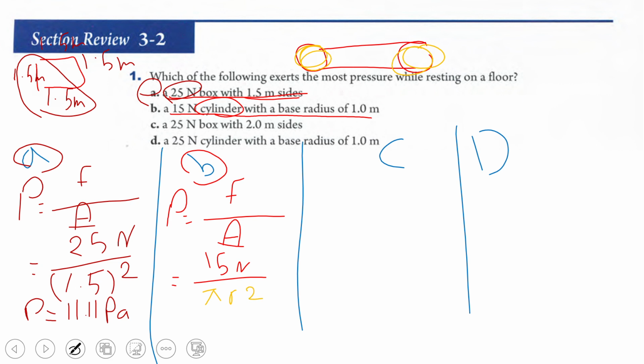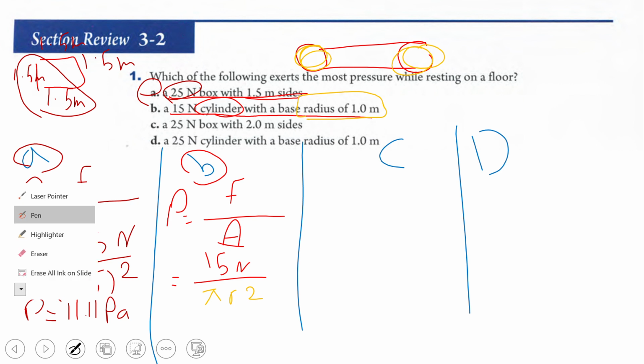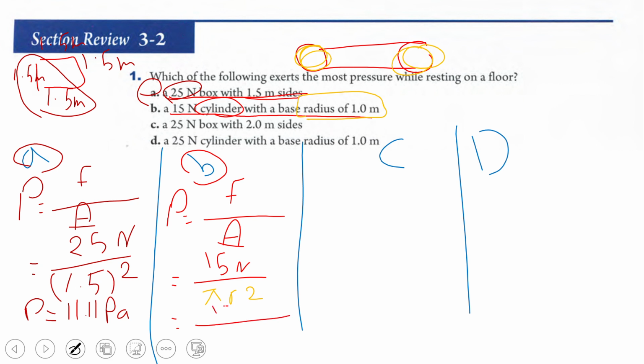Even if you don't know, in here we have a radius. Look. So immediately think about pi r squared. Okay. Write down 15 Newton. The value of pi is 3.14 times r, the radius. The r is 1 and 1 to the power 2. So the answer of part B is 4.8 Pascal.